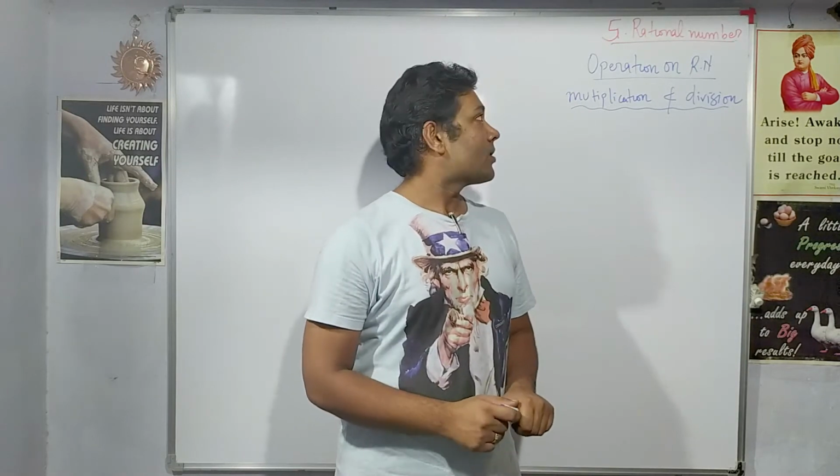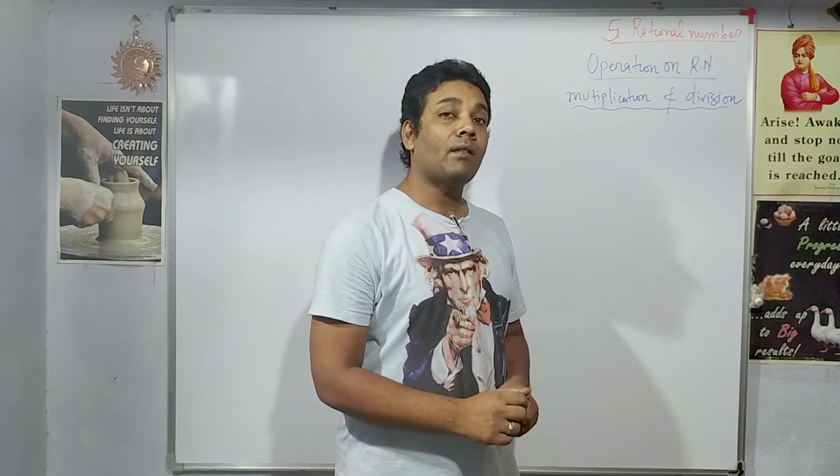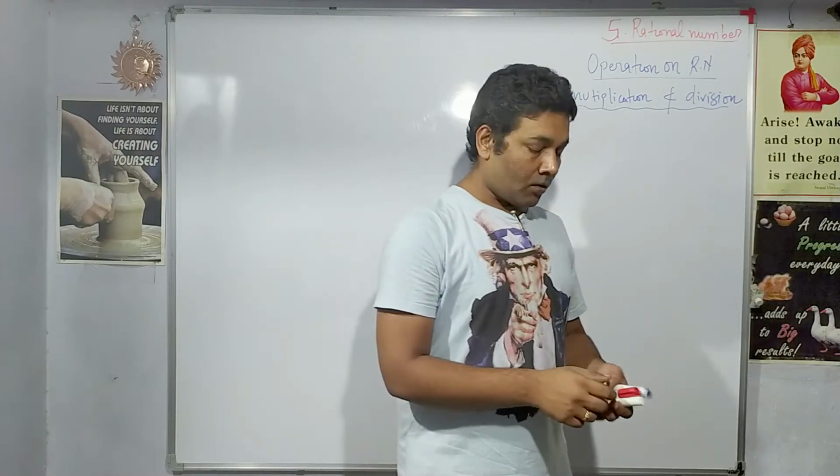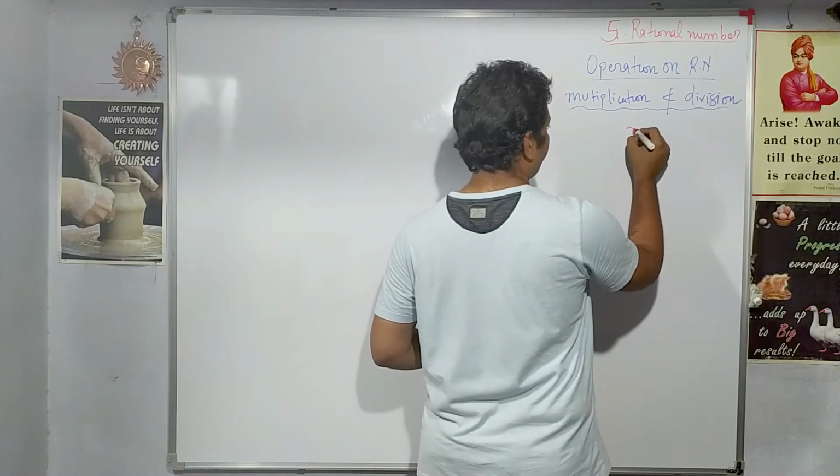So, the fifth lecture we have is on multiplication and division. How do we multiply and divide rational numbers? So let us see. First we will see about the multiplication.